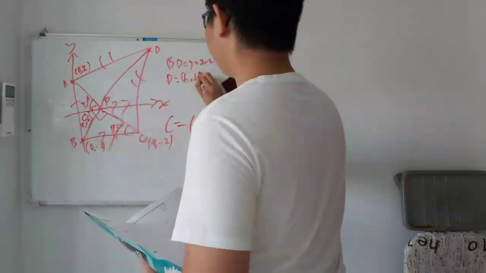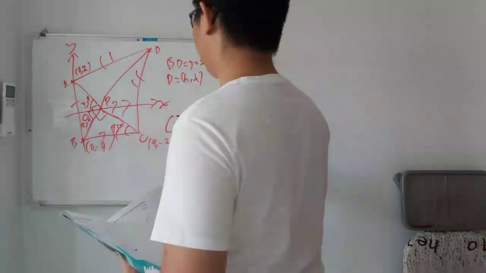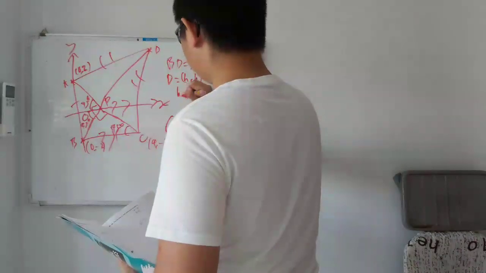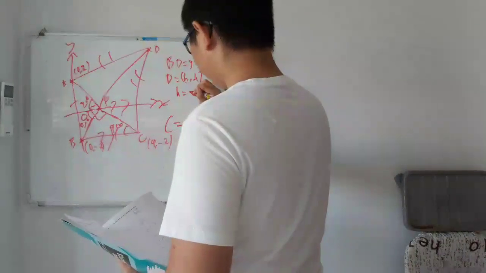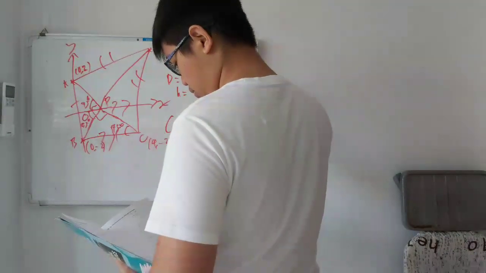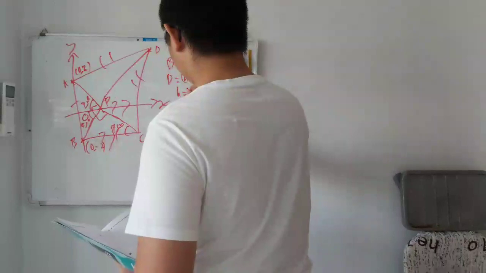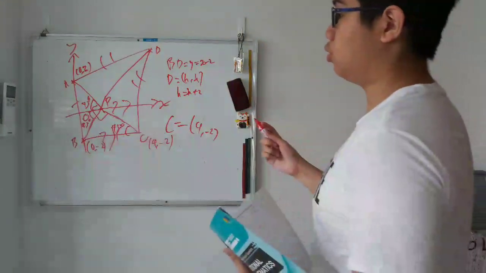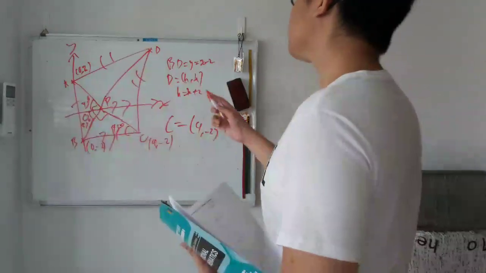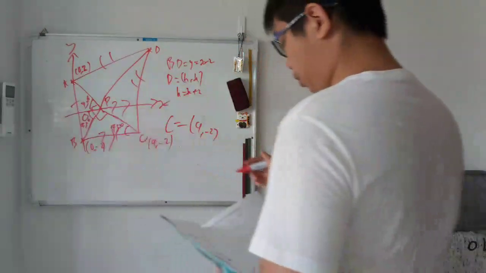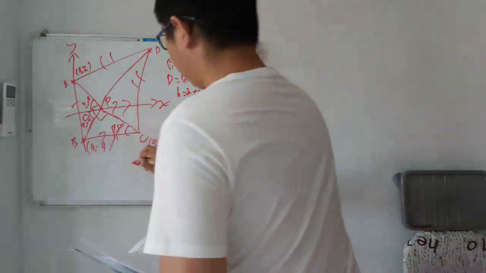Then from here we know that h is equal to k plus 2. Correct? So this is quite a good question for me. Now we can use our area formula. So let's use the area formula.